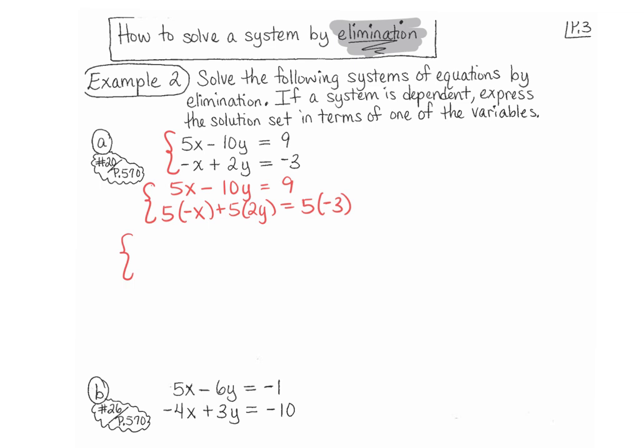So tell me. So, 5x minus 10y equals 9. Good. What does our second equation become? Negative 5x plus 10y is equivalent to negative 15. Yes. And so now what we're going to do is put a bar underneath because we're about to add vertically. That's why everything is aligned.